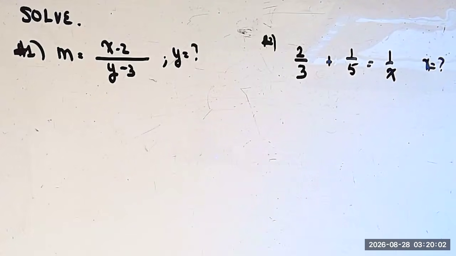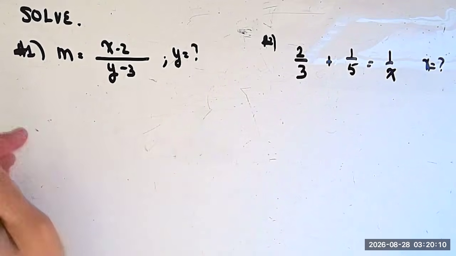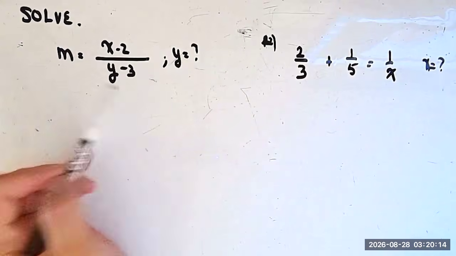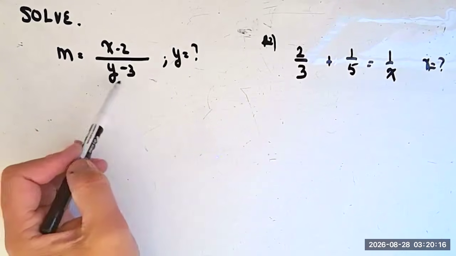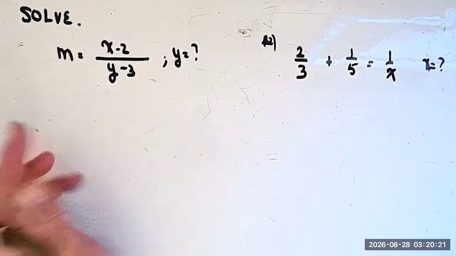Well, the purpose of this video is to just go over a couple of examples on how to solve for a particular variable given an equation. So question number one, let me just get this out of the way. M equals x minus 2 over y minus 3. We need to isolate the y, solve for y.